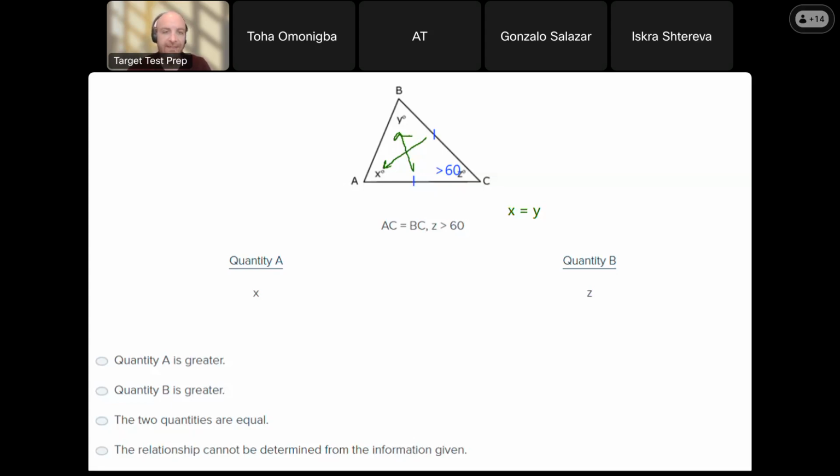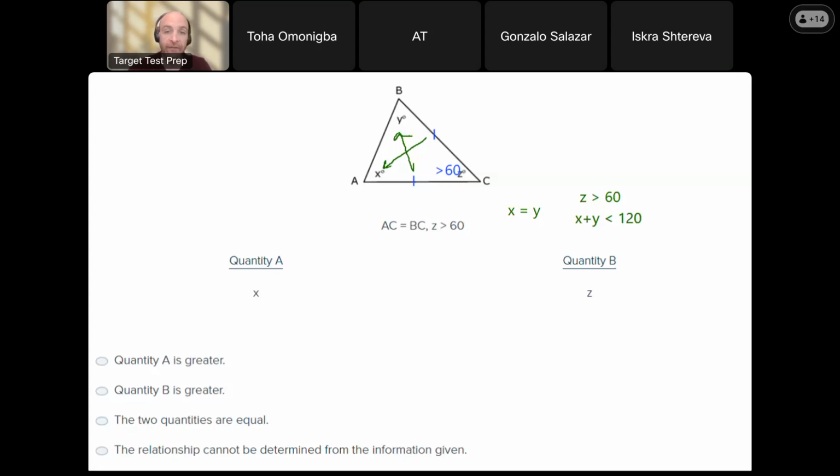But I also know that z is greater than 60, which means what? Well, as some of you are pointing out, if z is greater than 60, then the sum of the other two angles, x and y, has to be less than 120.